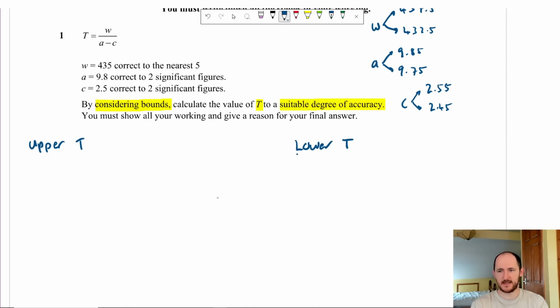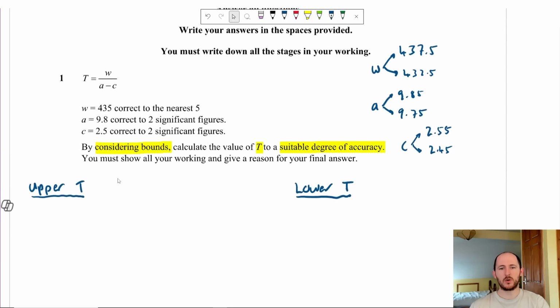Again, laying your work out nice and neatly will help your examiner give you those extra marks. Not even extra marks, just make sure they give you the correct number of marks, but also it helps your brain stay organized as well. So now if I want the biggest value of t, what do I want?